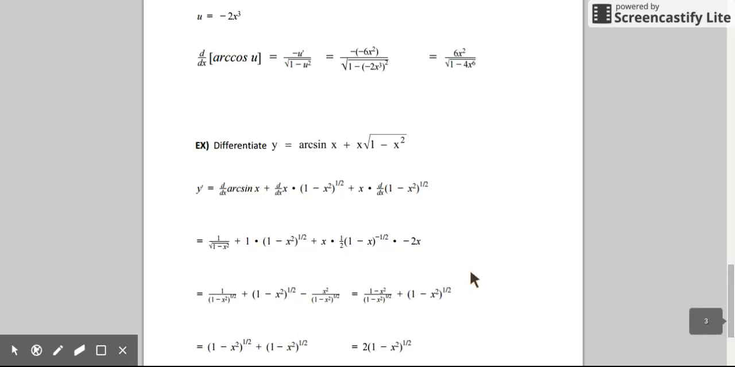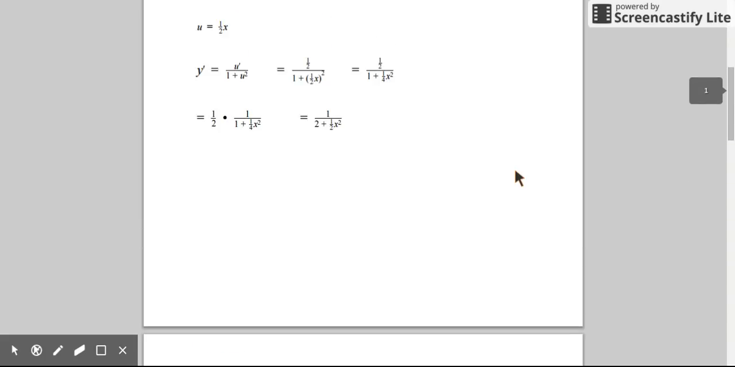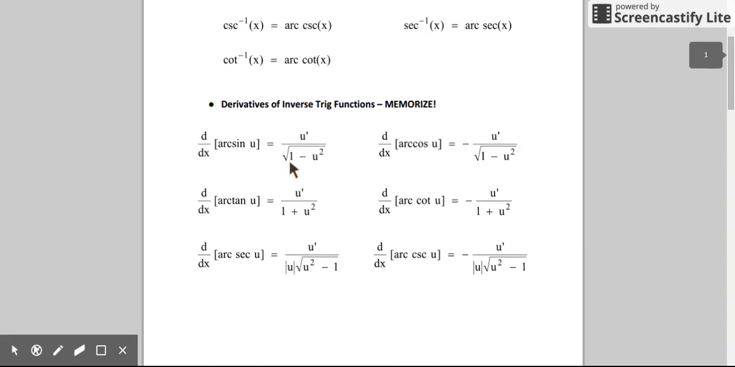So there we go. That's derivatives of inverse functions. It's just a matter of knowing your derivative forms and being able to use them.